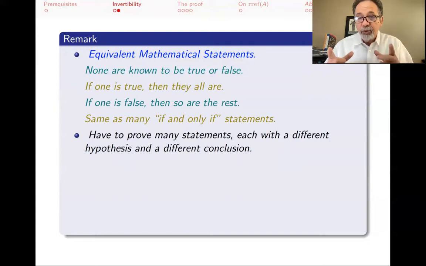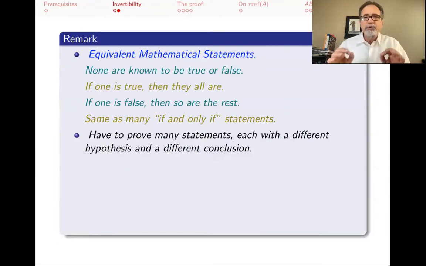Each one of these conclusions has a different hypothesis, so I can't rely on the other ones. I have to start over again. Here's my hypothesis. Here's what the conclusion is. I have to do a lot of different proofs. And how many proofs? Well, there are a lot of them. There are 4 statements, so for each one of them, I've got to prove 3 other ones. So that's 4 times 3, 12.